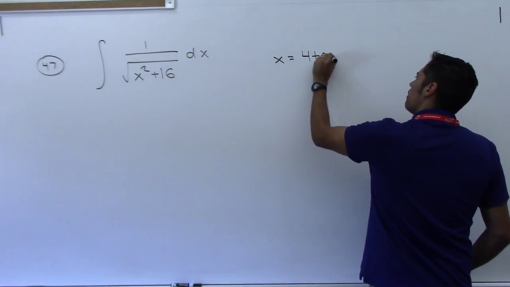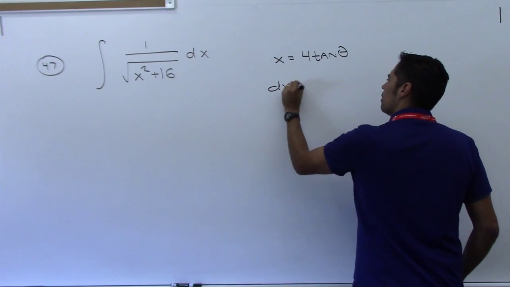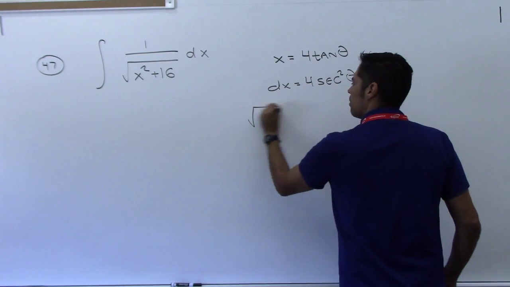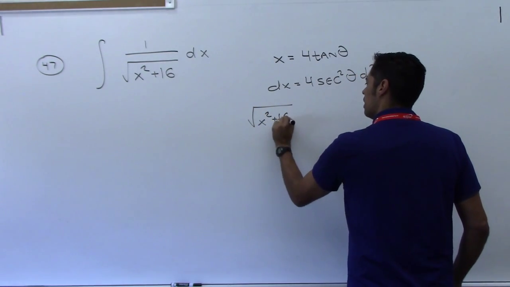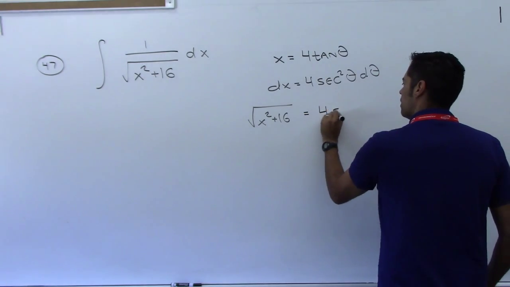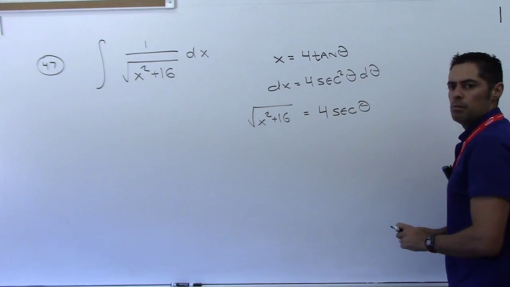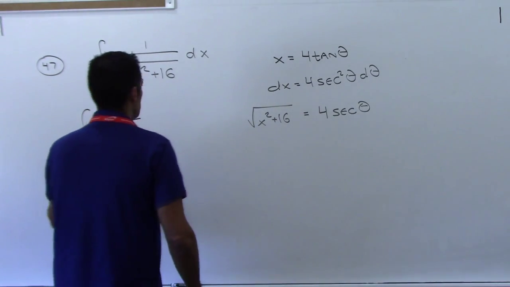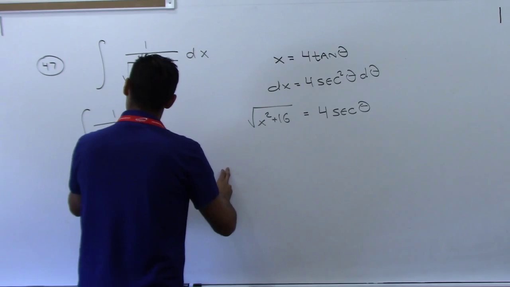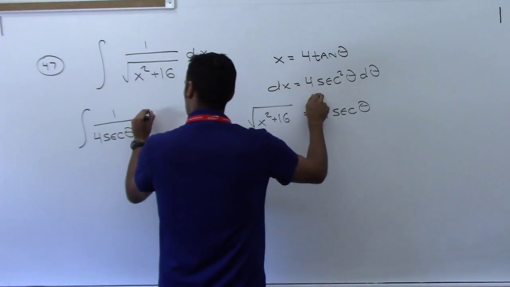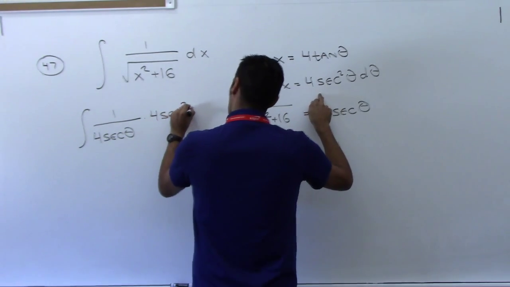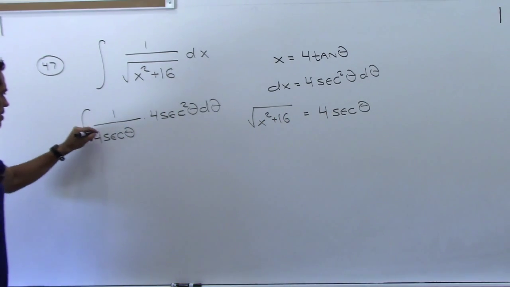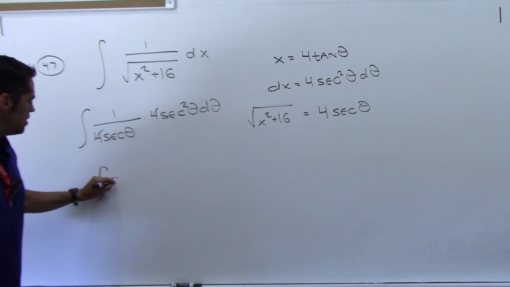4 tan theta, 4 secant squared theta d theta. Square root of x squared plus 16 should be equal to 4 what? Secant theta. Right? Okay, and then rewriting the integral, 1 over 4 secant theta dx is 4 secant squared theta d theta. This one's real clean. The 4's cancel. You just get the integral of secant theta d theta.